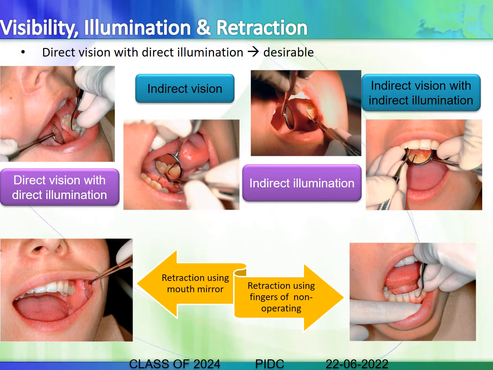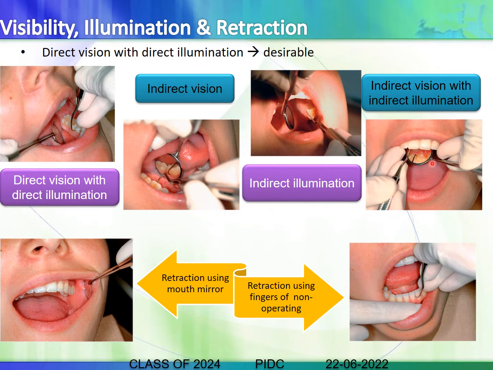Second principle is visibility, illumination, and retraction. Generally, direct vision with direct illumination is desirable, but there are certain situations wherein we might not be able to get a direct vision. For those cases, indirect vision with a mouth mirror has to be used, or indirect illumination, where you direct the light to the mirror and that illuminates the particular area.